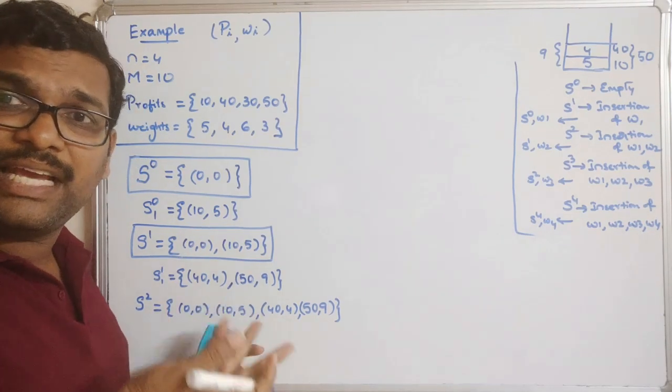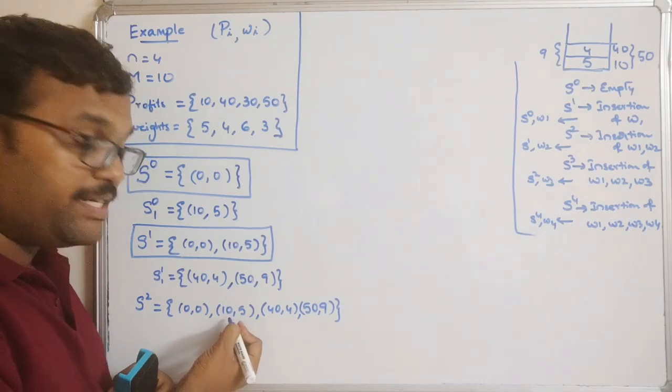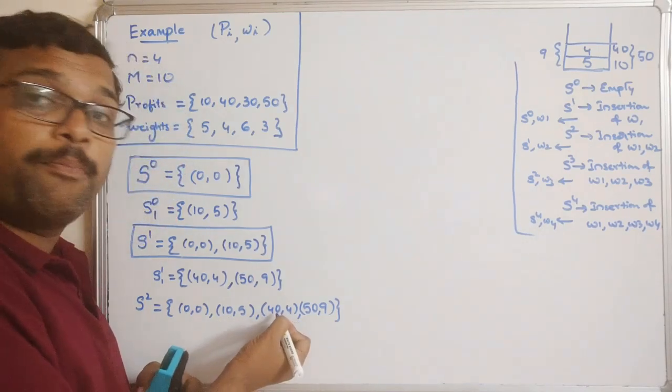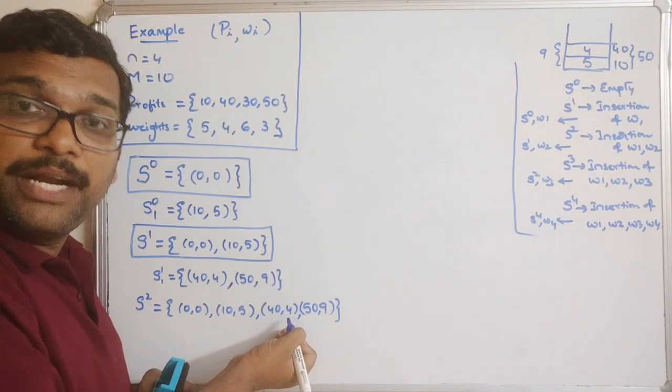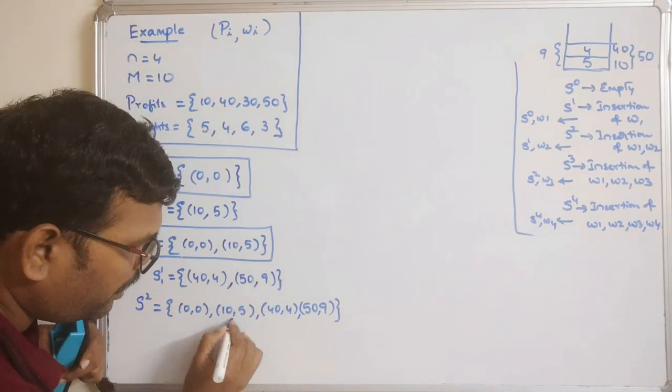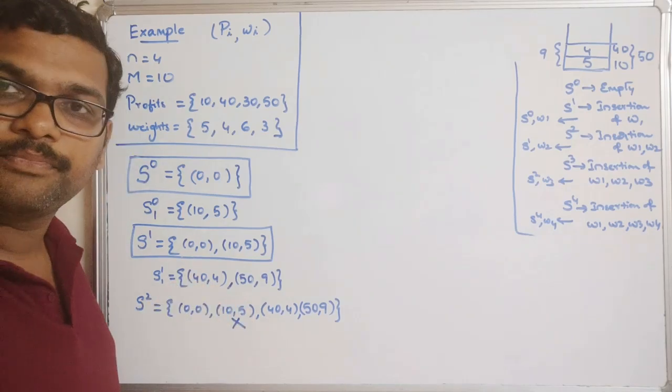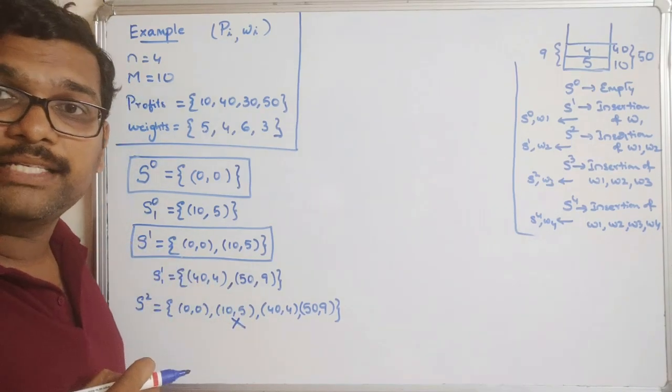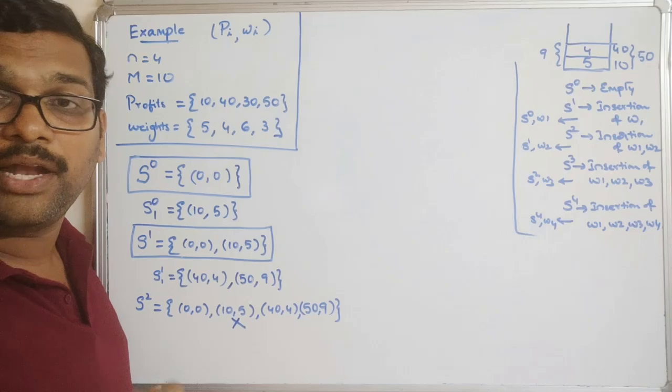So imagine it as cages. For 5 cages the profit is 10. For 4 cages the profit is 40. So which one is better? Obviously this one is better. So we can avoid this particular case. This rule we call a dominance rule.